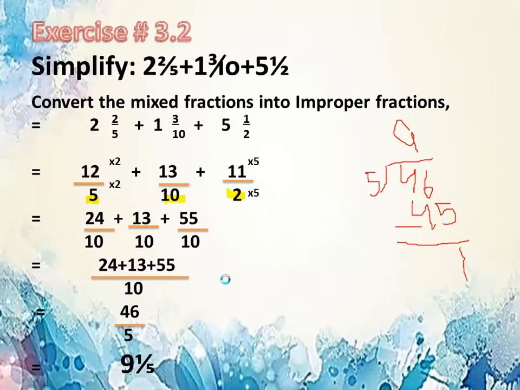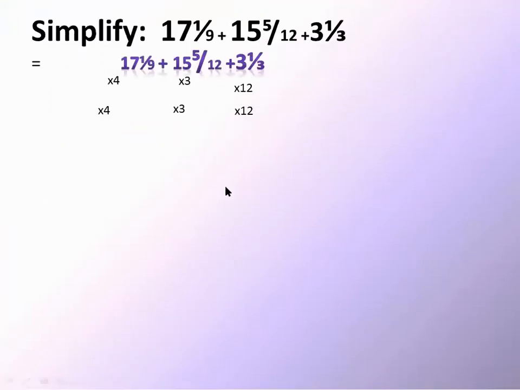Okay, now move on to the next question. Here you have 17 whole 1 upon 9 plus 15 whole 5 upon 12 plus 3 whole 3 upon 3, and it is very clear. I know you know the steps. In the first step, you will convert all these mixed fractions into improper fractions. So you will get 154 upon 9, 185 upon 12 and 10 upon 3.